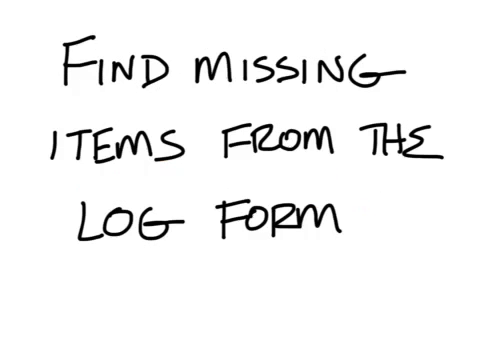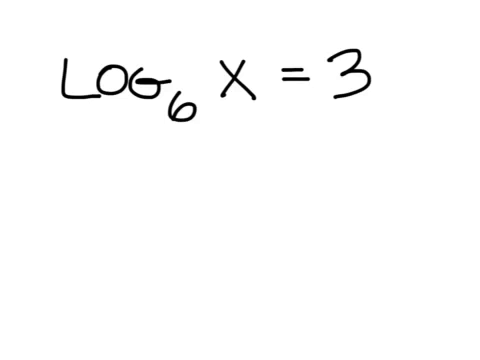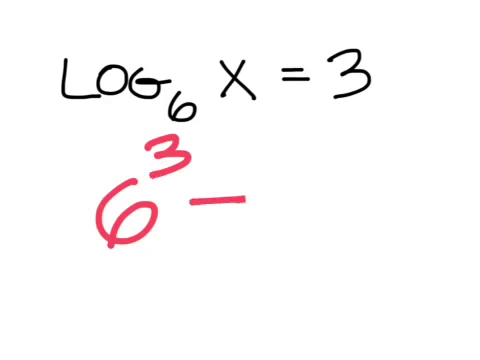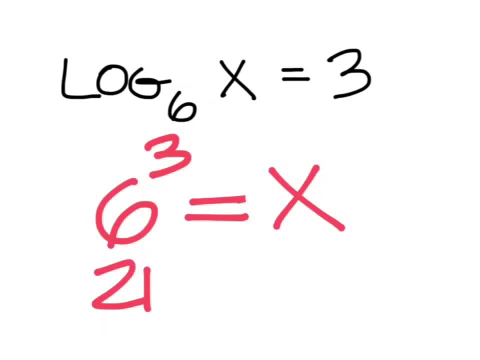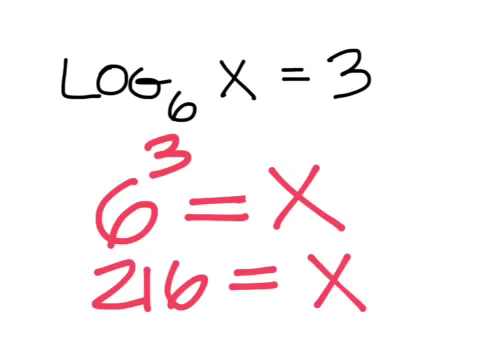Find missing items from the log form. So I have log base 6 of x equals 3. And I have to figure out what's missing. If I want to figure out what's missing, I can put it in exponent form and try to figure it out. So the base is 6. It's to the 3rd power, and it equals x. So on your calculator, you could figure out that x is what? 216. So that's not too difficult.